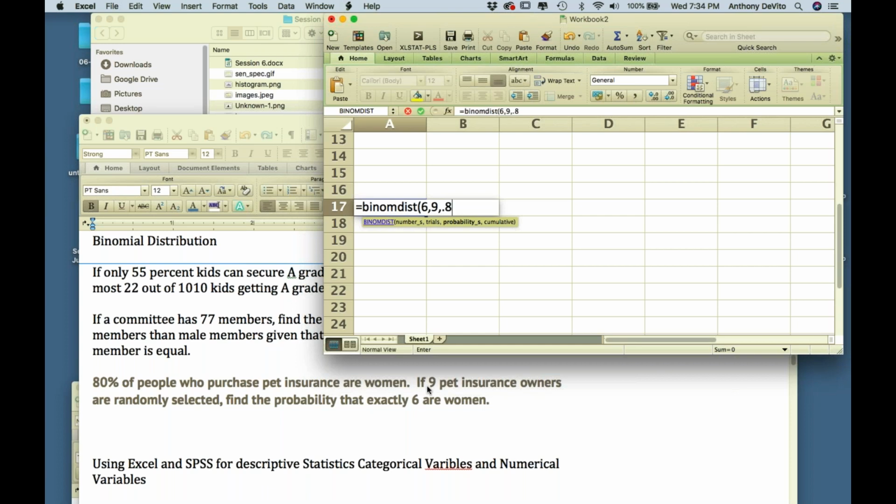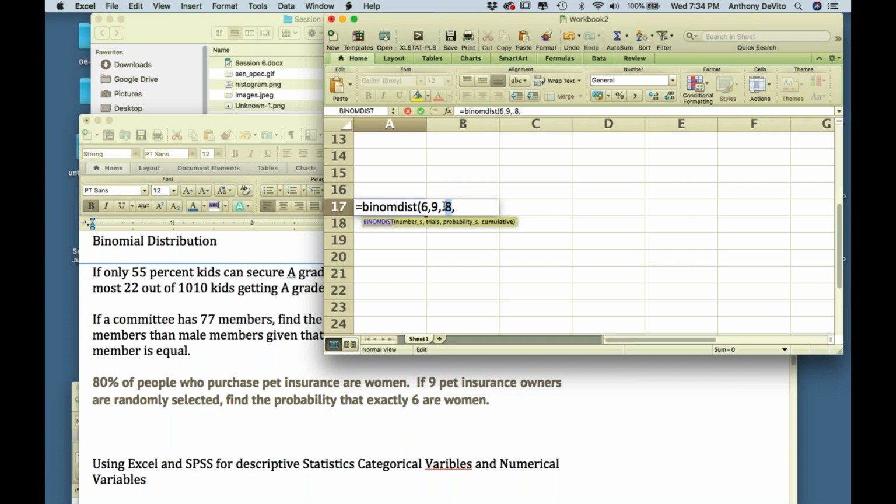It's 0.8, and we want to know... 80% of people who purchase pet insurance are women. Oh, okay. So what percentage of these women are like that? What's the probability that 6 out of 9 of these pet insurance purchasers are women?